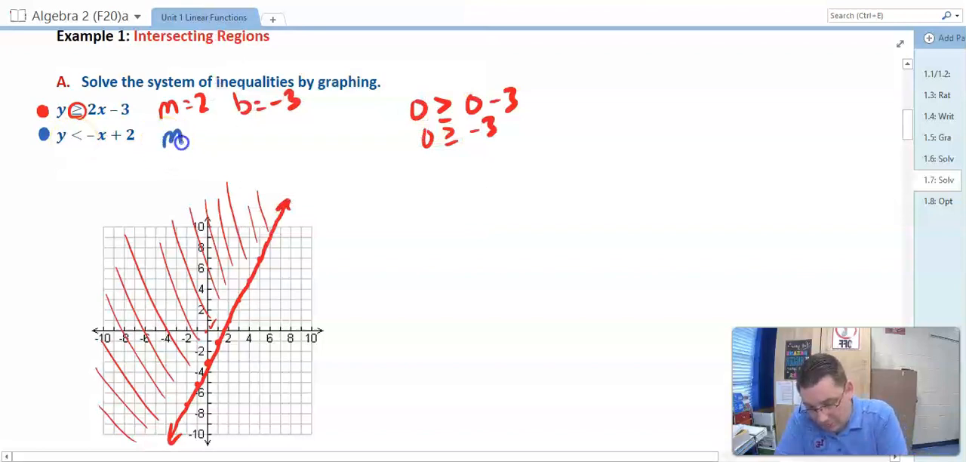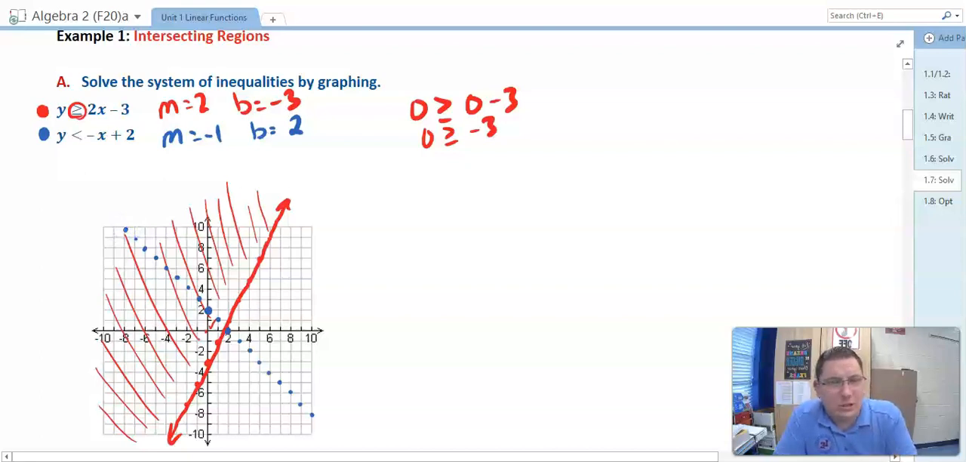What's my slope? My slope is negative 1. My y-intercept is what? 2. So we go to our y-intercept of 2. We're going to go down 1, right 1, and continue that pattern all the way through. And again, we want to do it in both directions. We want to make sure we have this line as long as we need it because we want to know where this region is for any possible solutions.